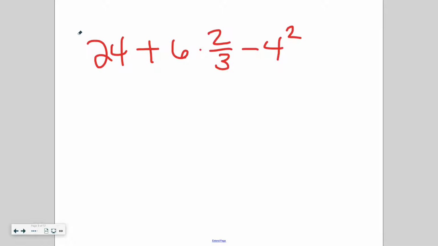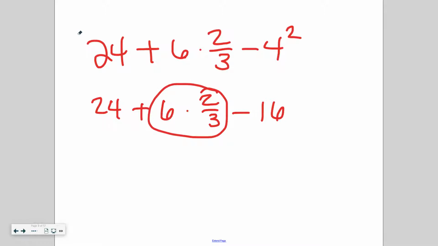So what do I do first? The exponent. So you get 24 plus 6 times 2/3 minus 16. Right? Then what do I do? Multiply. So I take care of this 6 times 2/3. When you multiply fractions, you multiply across, multiply bottom. So across would be 12 over 3. And what's 12 over 3 reduced to?